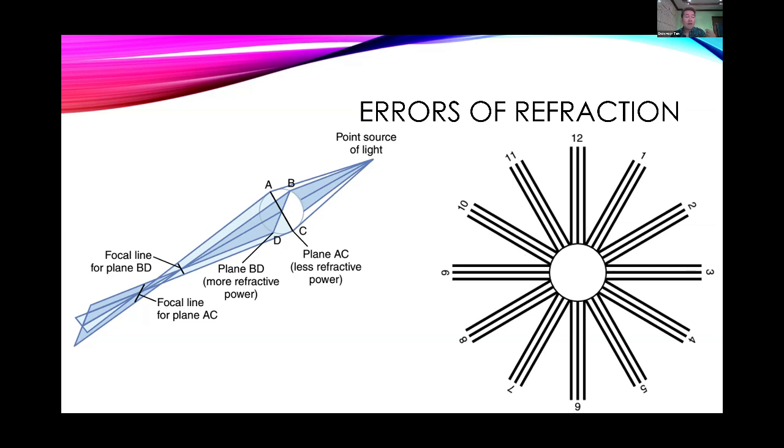I told you for hyperopia and myopia, you correct them with your biconcave and biconvex lenses. And those two examples of lenses are your spherical lenses. But for astigmatism, you correct this error of refraction with a cylindrical lens. You remember that, with a cylindrical lens.